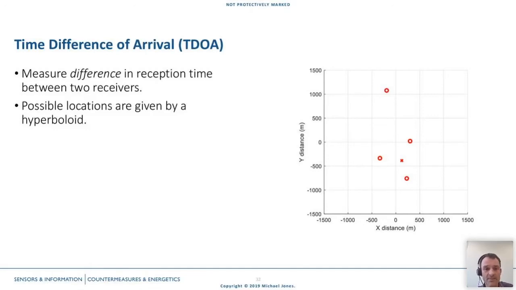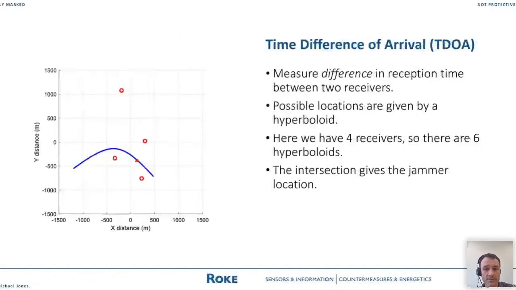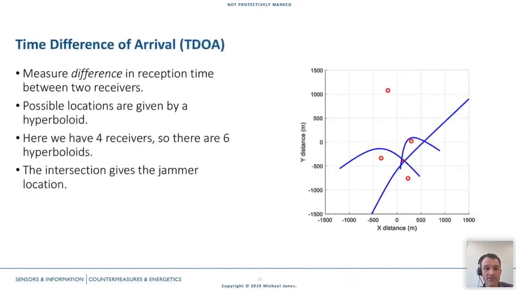If you measure that time difference, you can plot something that looks like this. It's a hyperbola, which is all the locations that jammer could be at. As you can see, that curve goes through the jammer position. In this case, we've got 4 sensors, so there are 6 different pairs of receivers which we can use to measure a time difference of arrival. If we plot those other ones, we'll get a curve for each pair of receivers.